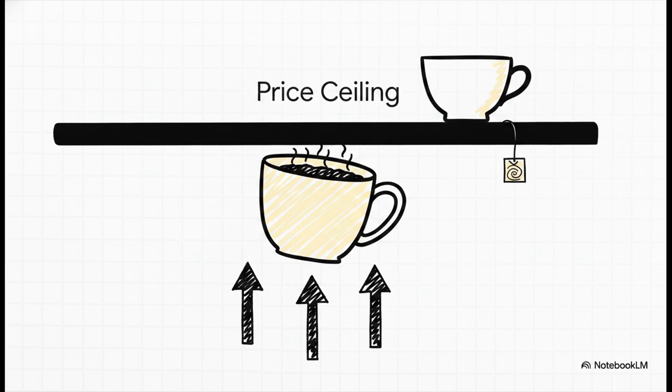Think about it like this. If the price of coffee rises way too high, you might love your morning roast, but eventually you're just going to switch to tea. Because tea satisfies that exact same basic need for a warm, caffeinated morning beverage, the price of tea actually dictates how much coffee producers can charge before they trigger a mass exodus of their customers.